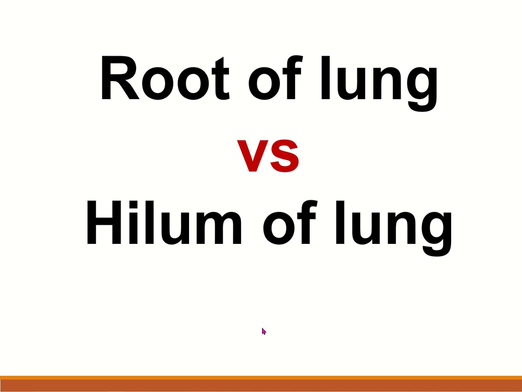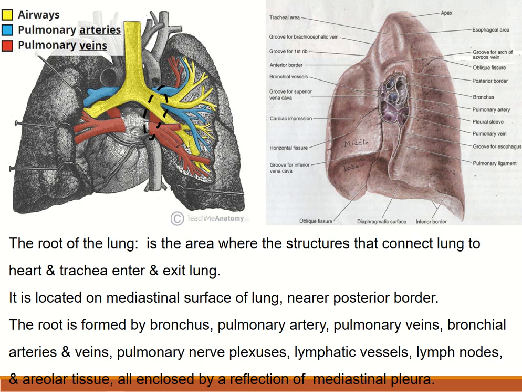Now, to clarify confusing terms, let us discuss the root of the lung versus the hilum of the lung. The root of the lung is actually the area where the structures that connect the lung, heart, and trachea pass. It is located on the mediastinal surface of the lung near the posterior border, and the root is formed by the bronchus, pulmonary arteries, pulmonary veins, pulmonary nerve plexus, lymphatics, lymph nodes, and areolar tissue, all enclosed by the mediastinal pleura.